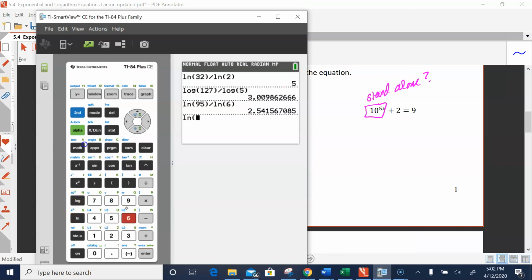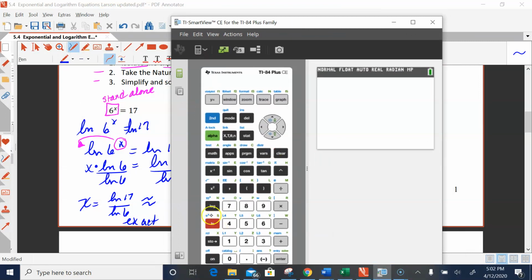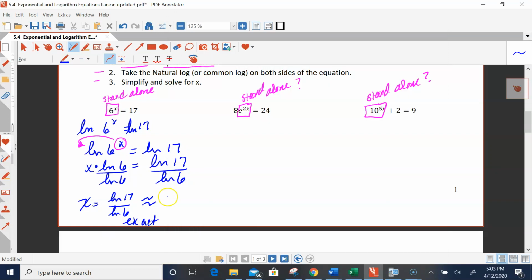ln 6 divided by ln 17. Let me make sure that's what it was. Backwards. Let's go ln 17 divided by ln 6. So the decimal approximation would be 1.581. So be careful. If they ask for the exact answer, we give them the answer in terms of logs. If they ask for a decimal approximation, we go ahead and find that value.